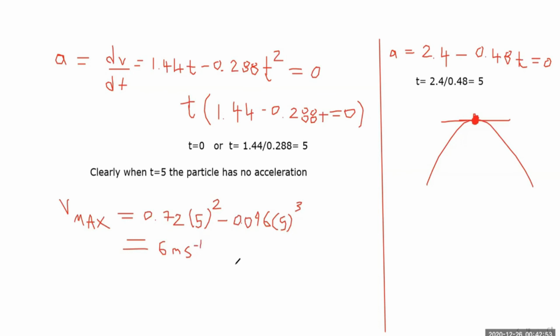That's the maximum velocity. And you can check it in the other formula as well. You're going to get the same answer: 2.4 times 5 minus 0.24 times 5 squared, you're going to get 6. So the maximum velocity is 6. Then part C now, so this is part 1. This is the answer for part 1, which is 5. This is part 2.